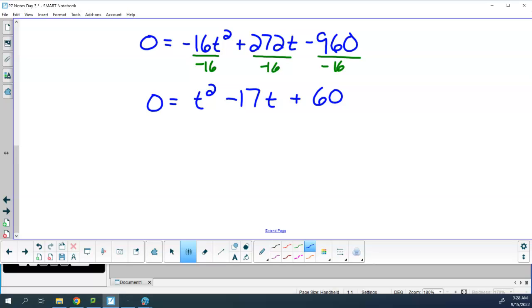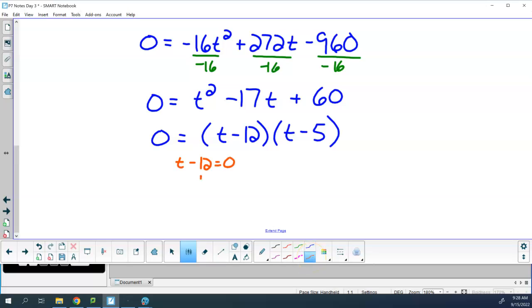I love those two numbers. 0 equals open t minus 12 and t minus 5. Negative 12 and negative 5, when multiplied together, give me positive 60. When added together, give me negative 17. Okay, almost done. Now what? Now I can set those factors equal to 0. t minus 12 equals 0, so t is going to equal 12. t minus 5 equals 0, so t is going to equal 5.